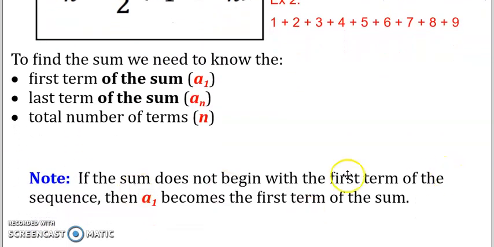Now, a little note down here. Your sequence, your list of numbers, might not actually start off with a sub 1. So whatever the first term is in the sequence, that's what you're going to call a sub 1. You're going to pretend that the sequence starts off at that value. And we'll see an example or two of that later on.